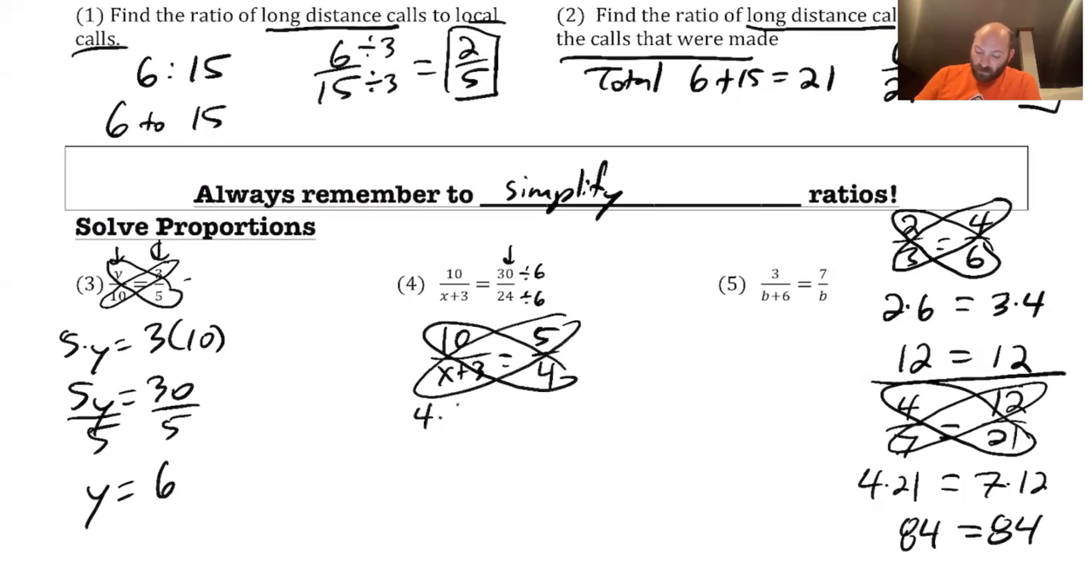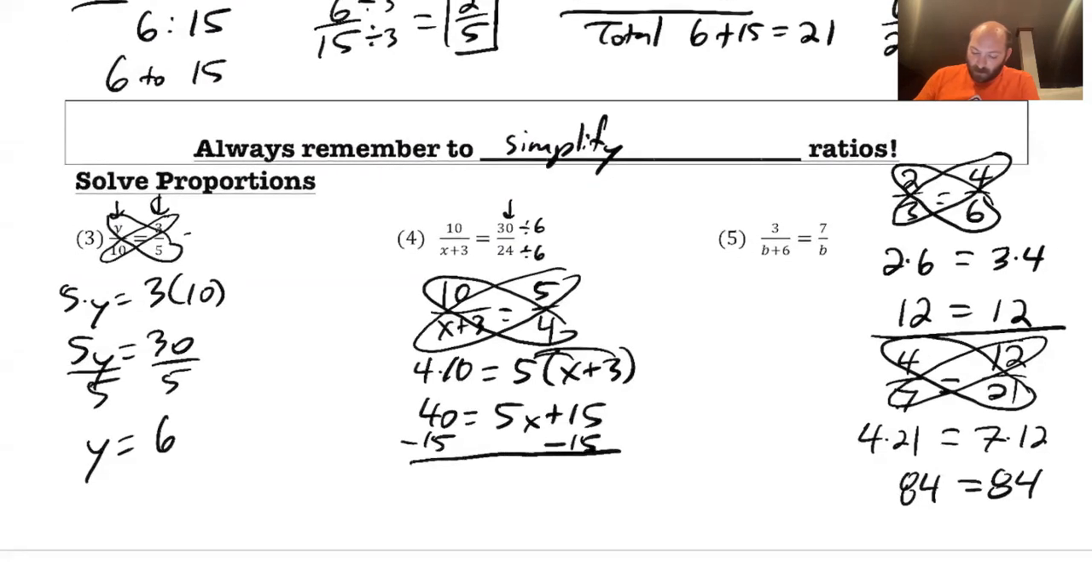So I'm going to have 4 times 10 on one side. And on the right side, when I do the other diagonal, 5 needs to multiply to x plus 3. I am multiplying 5 times the entire thing, x plus 3, which means I'm going to be doing distribution on the right side here. So I get 40, and that's going to be 5x plus 15 for my distribution. And now it's a two-step equation. So I'll subtract 15 from both sides. That's going to give me 25 is equal to 5x. And then I'll divide by 5 so that 5 equals x.